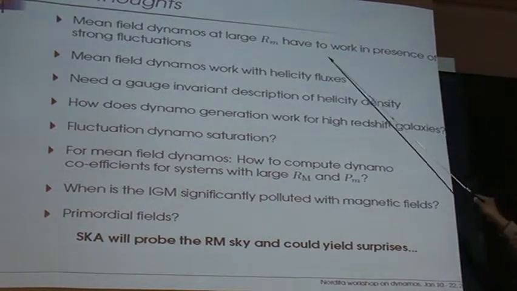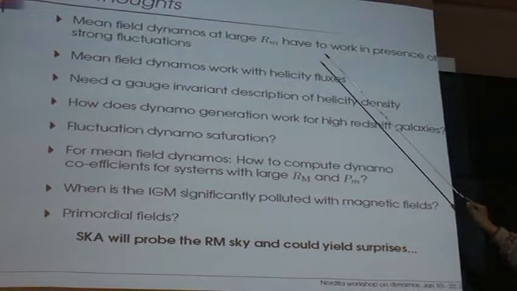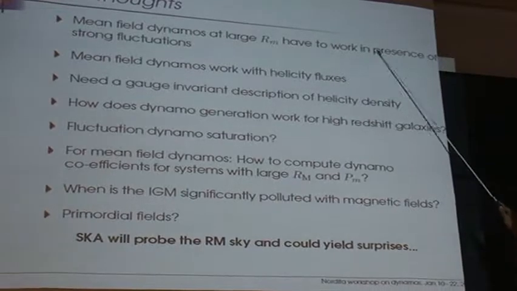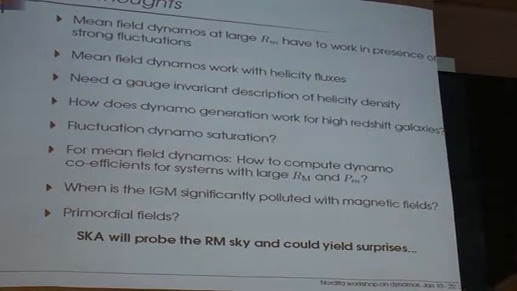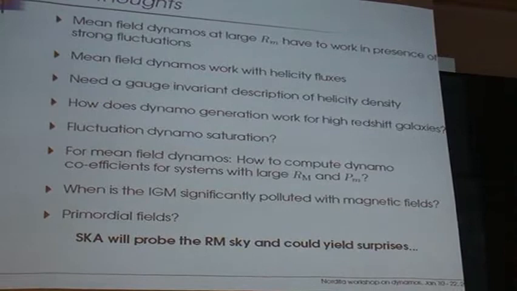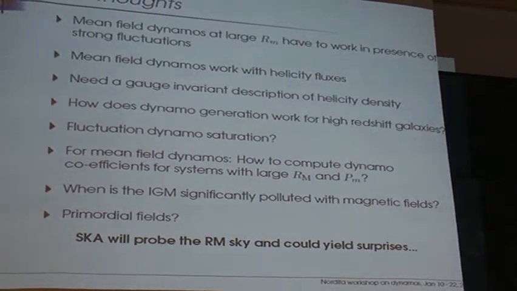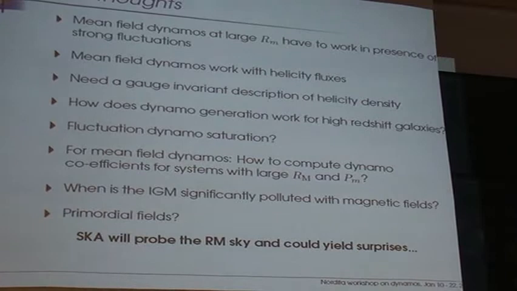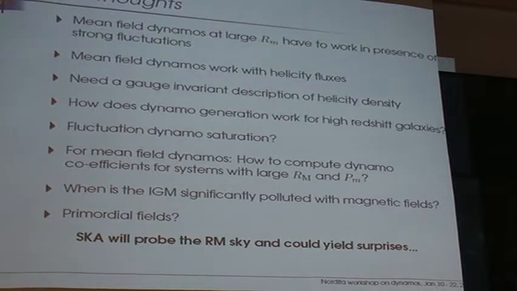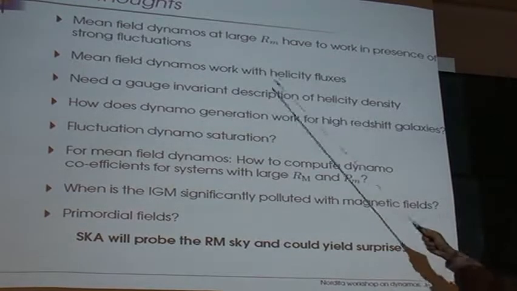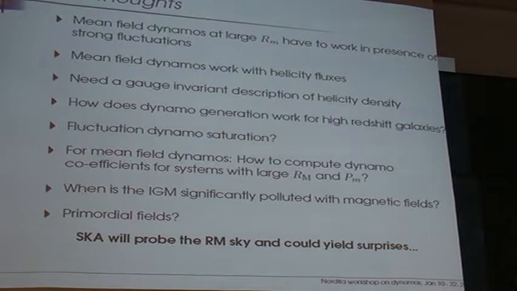So these are the things which I have to say: that mean field dynamos at large RM have to work in the presence of strong fluctuations. And I was trying to tell you by simple examples that there are places where it works, and we hope that it works when we do not have all the restrictions which I mentioned. I've also been trying to tell you that mean field dynamos will have to work with helicity fluxes.